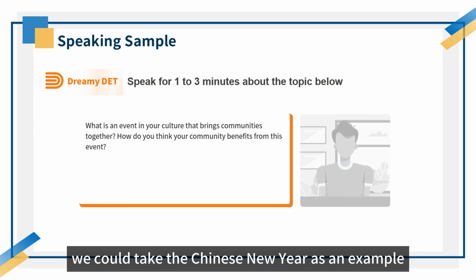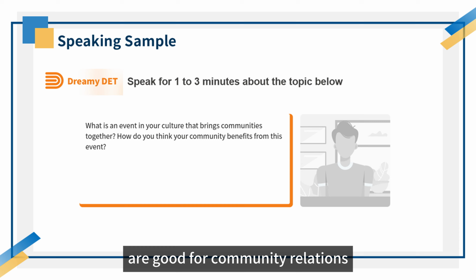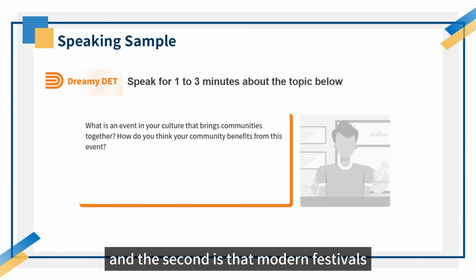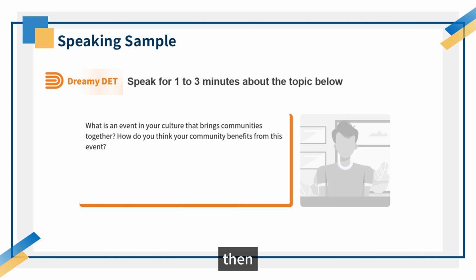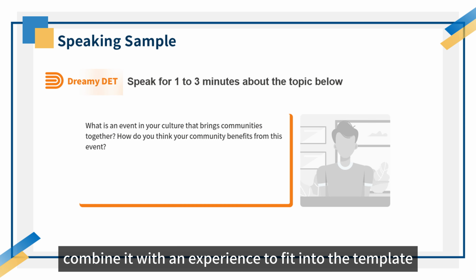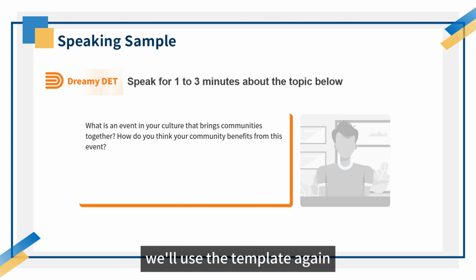For example, we could take the Chinese New Year as an example and come up with two ideas. The first is that traditional festivals are good for community relations. And the second is that modern festivals are more appealing to the community. Then combine it with an experience to fit into the template. And you are okay. We'll use the template again.